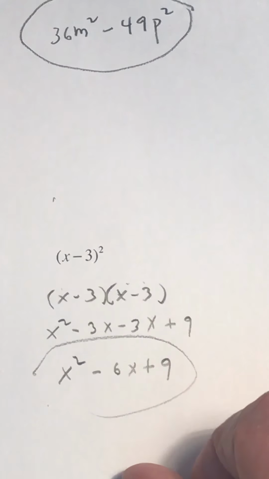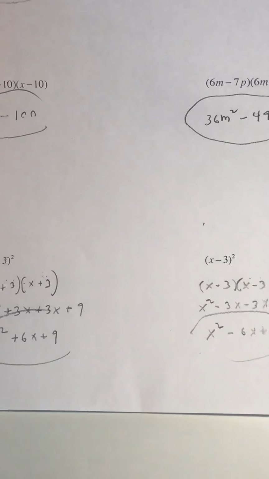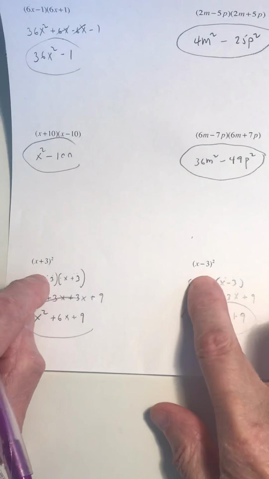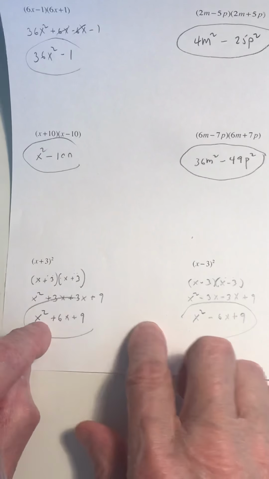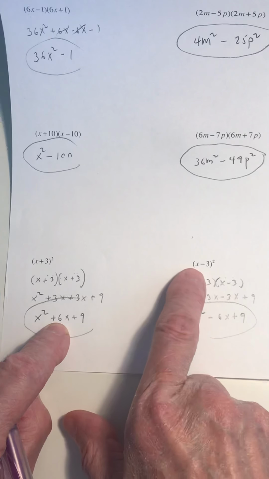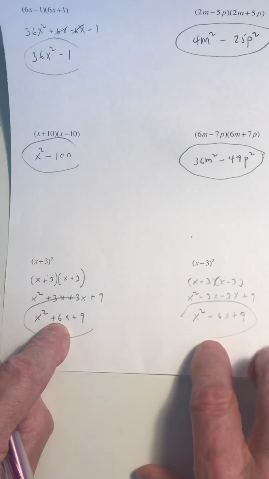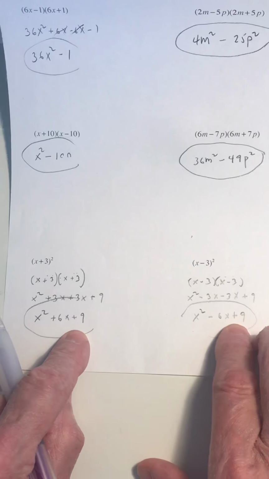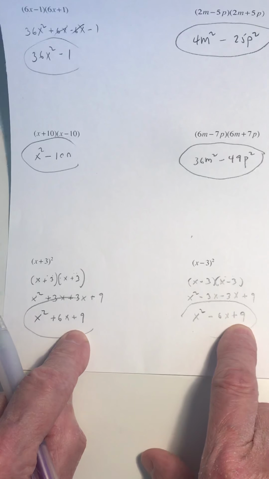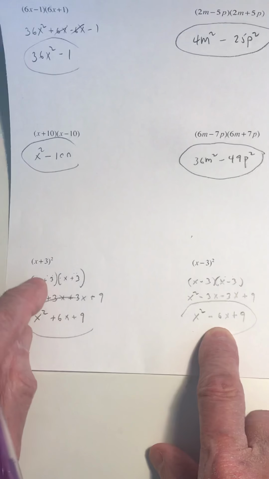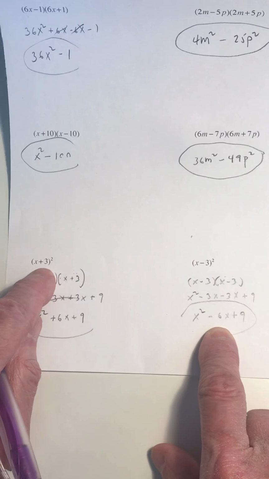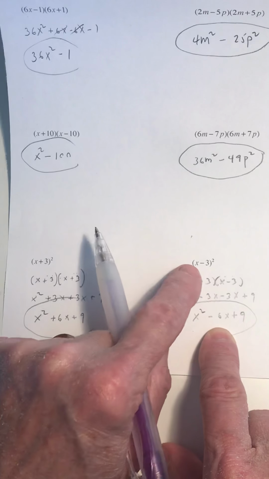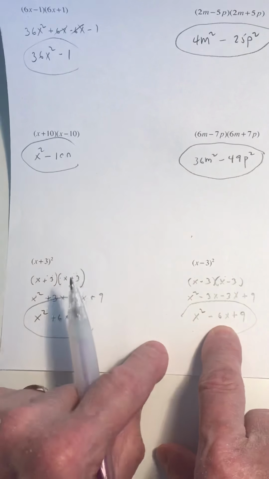So how were these two different from each other? And how were they the same? They both had an x and a 3, but this was x plus 3 squared, so we got plus 6x in the middle. This one was x minus 3, we got minus 6x in the middle. But in both cases, we got the square of the first thing in the front and the square of the second thing in the back. Minus 3 squared is still a plus 9, right? And the middle term was the a, you could say the a times the b doubled. See, 3 times x, double it, you get 6x. Minus 3 times x, double it, you get minus 6x.